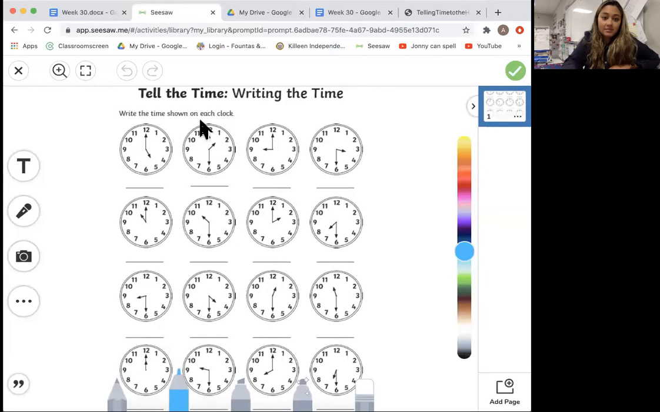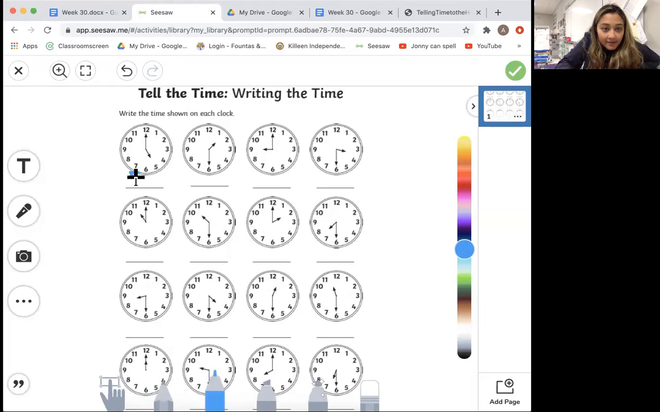Here, write the time shown on each clock. We can do the first one together. The hour hand is pointing to the 5, so I'll write 5. And then the minute hand is pointing to the 12, so it's going to be o'clock, 0, 0.